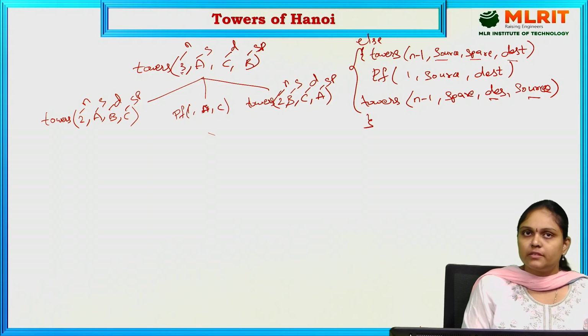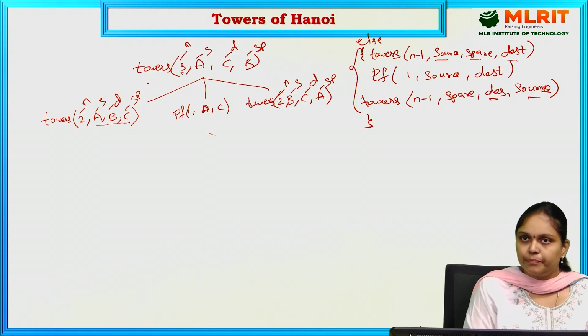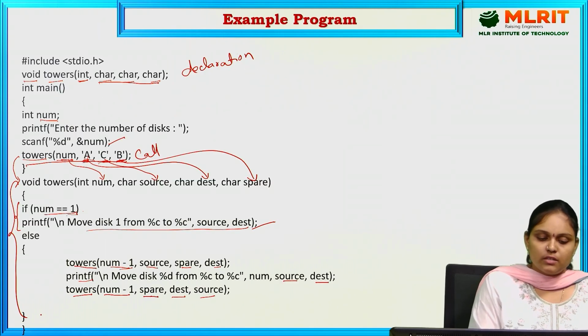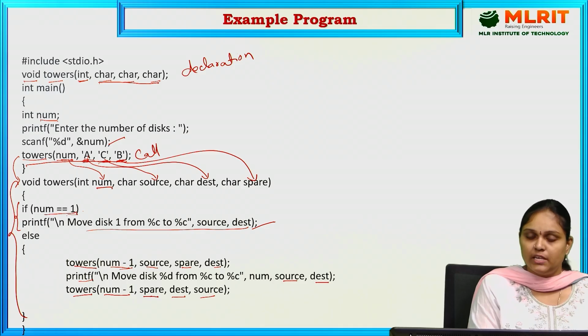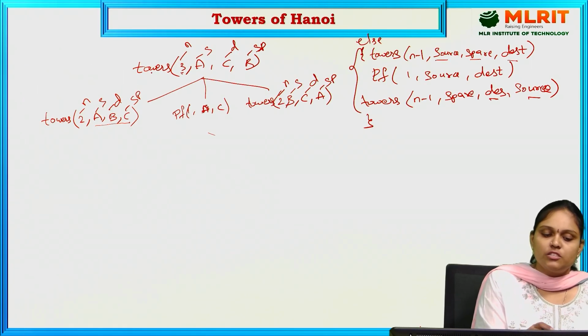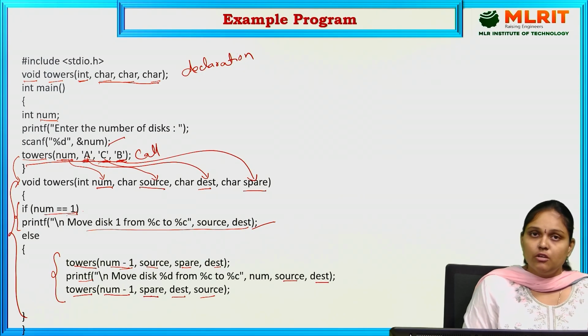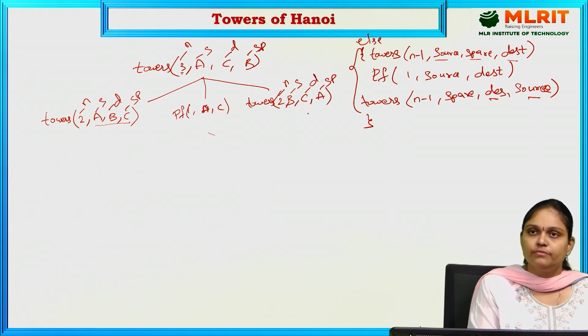So you need to remember that whatever values we are passing will be copied to the source, destination and spare. Because in this function definition we have given the first parameter will be passed to the num value, the next to the source, the next to the destination and the next to the spare. That is the reason why, when you call this function, the n value will be 2. And the three calls in the else part, that thing I have written over here. That's the same thing that I have written here.